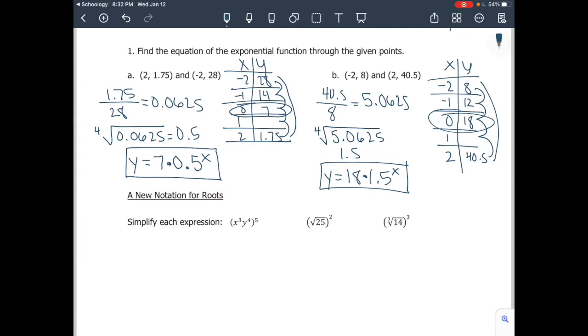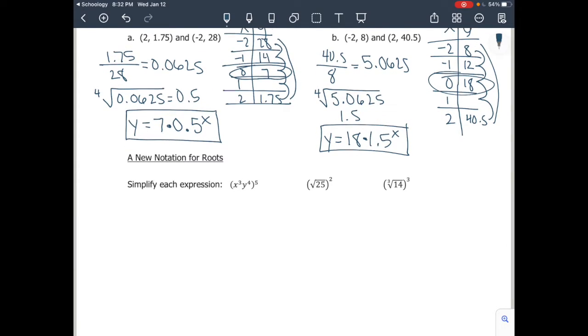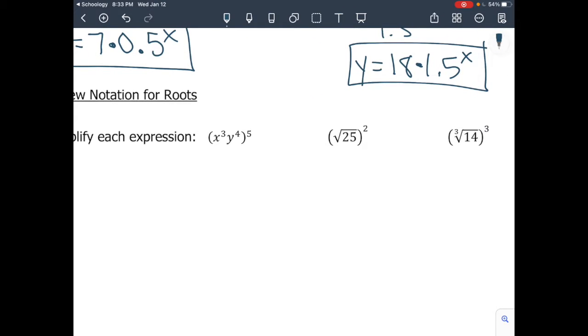So then the next part, it says a new notation for roots. So looking at this next one, it says simplify each expression. So doing this to the 5th and this to the 5th means I'm multiplying the exponents. So 3 times 5 and 4 times 5. So 3 times 5 is 15, so x to the 15. And then y to the 20, 4 times 5.